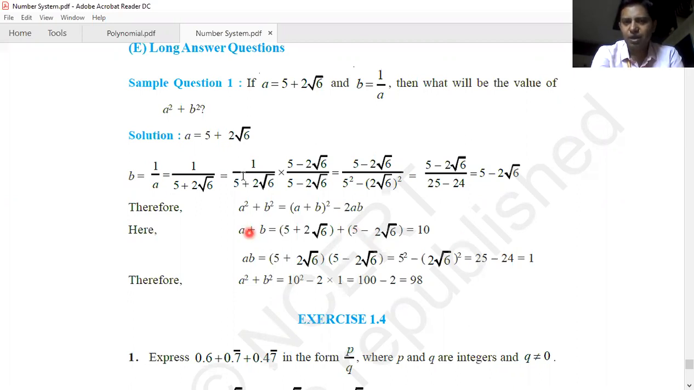A is equals to 5 plus 2 root 6 given. B, after rationalizing, we get the value as 5 minus 2 root 6. While adding this, plus 2 root 6 and minus 2 root 6 will get cancelled. We are left with 5 and 5. The sum of 5 plus 5 is 10. You asked the question, you got the answer, I think.